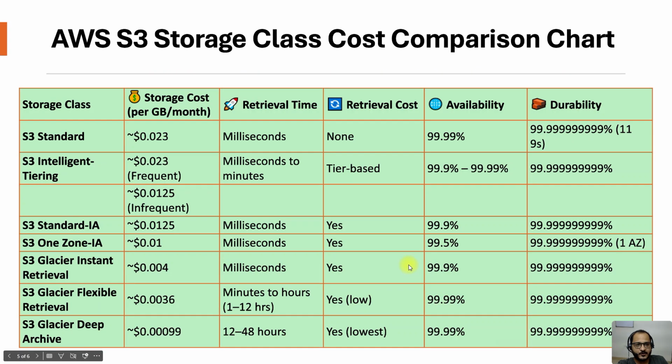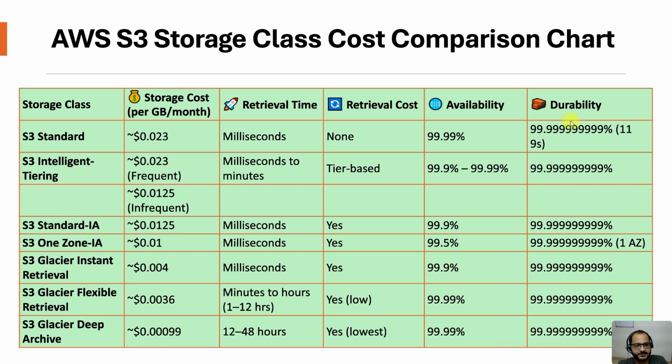Okay, so this is the quick cost comparison chart between all the storage classes. This is a rough estimation. It is not accurate because the cost varies from region to region, so you have to keep that in mind. I'm not going to explain each and every storage class here. If you want to have a look, you can pause the video and look at this comparison chart.